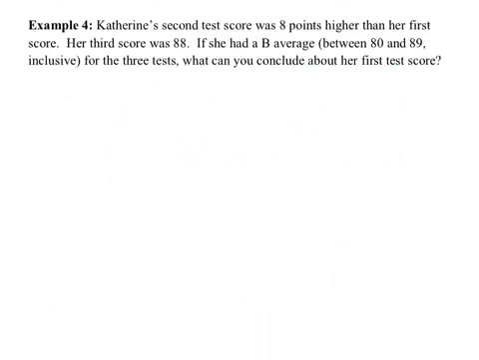So example 4 says Katherine's second test score was 8 points higher than her first. Her third was an 88. If she had a B average, which is between an 80 and 89 inclusive, meaning including those endpoints, for the 3 tests, what can you conclude about her first test score? What's my given or my let statement? I'll let X equal her first test score. Yeah, because that's what we're asking for.